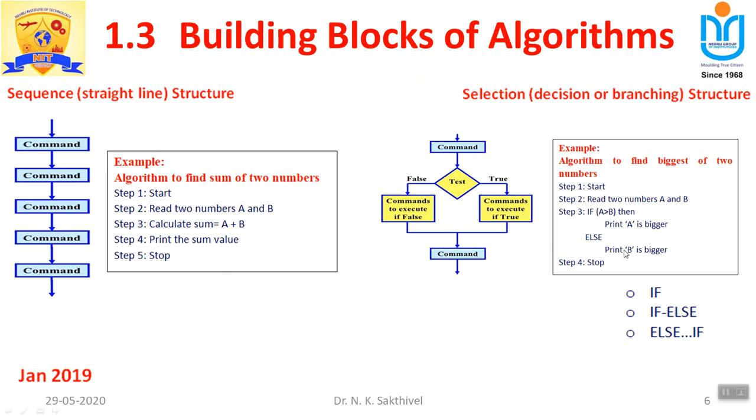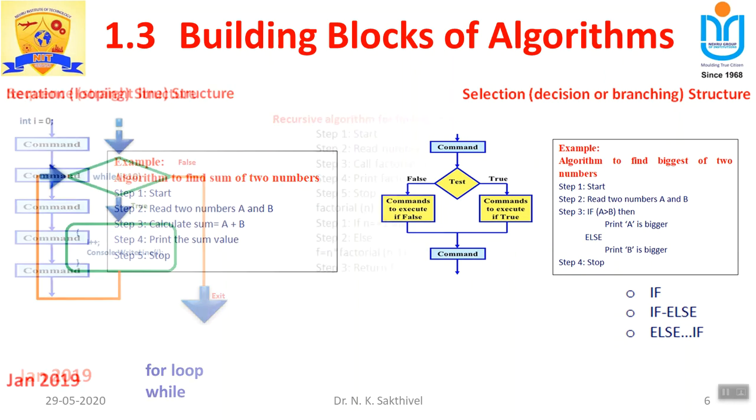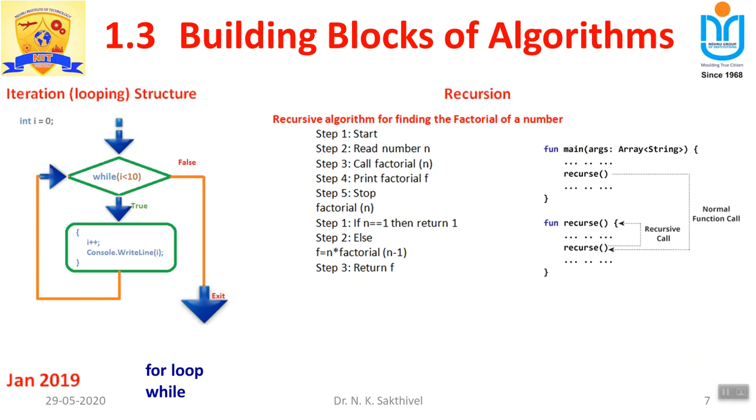Whenever we have a choice, or we want to take a decision that depends on an input condition, we can use the selection structure. There are statements like if, if-else, else-if and so on, which we will discuss during the coding part. The next type of control flow structure is the iteration structure.